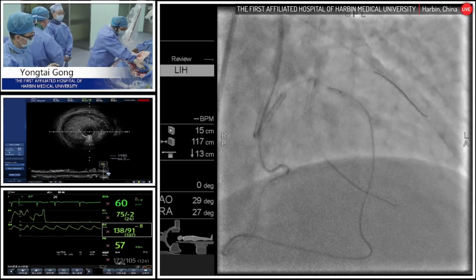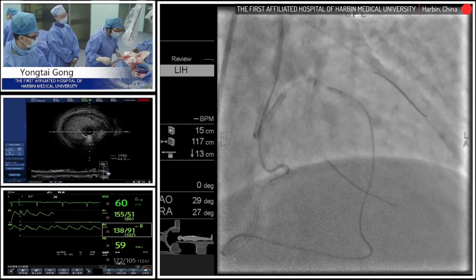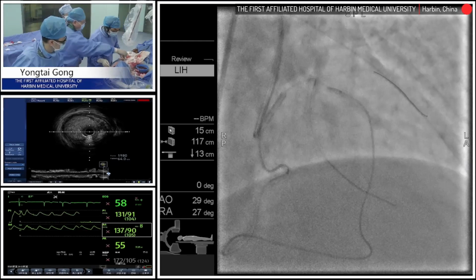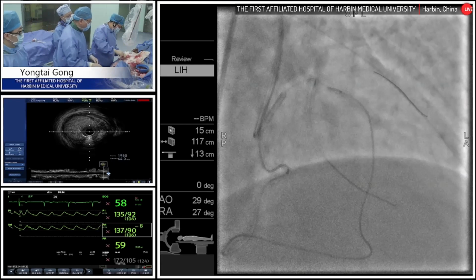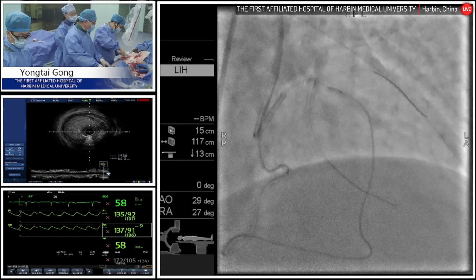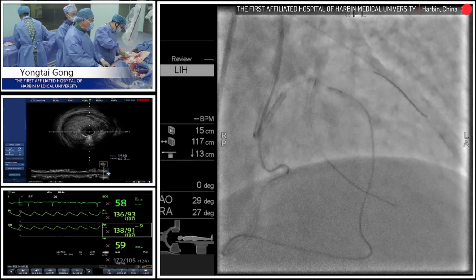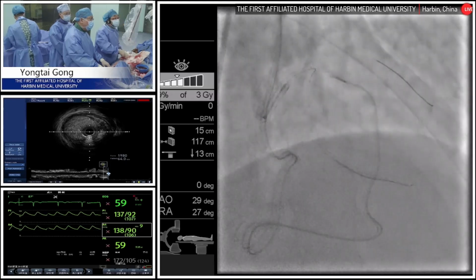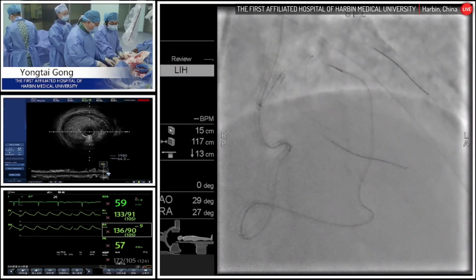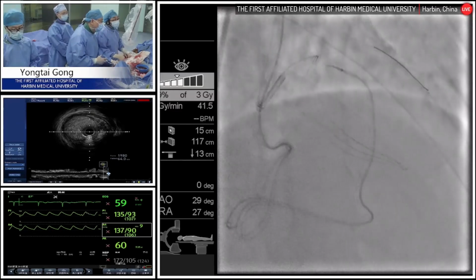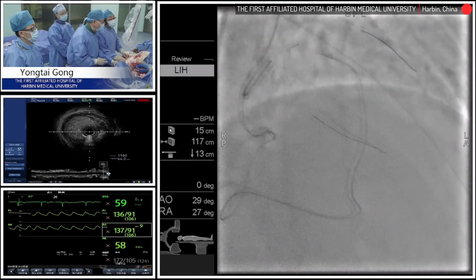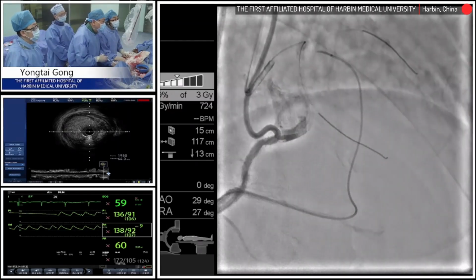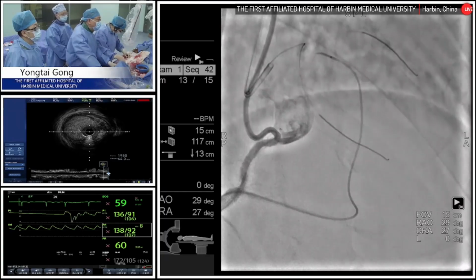And we can see that the relatively proximal part of the collateral flow is not so good in diameter and also in flow. However, the wire crossing and the retrograde microcatheter crossing are smooth. Like Professor Gong just indicated, we managed to pass through the retrograde wire. And next step, we need to try the retrograde procedure.